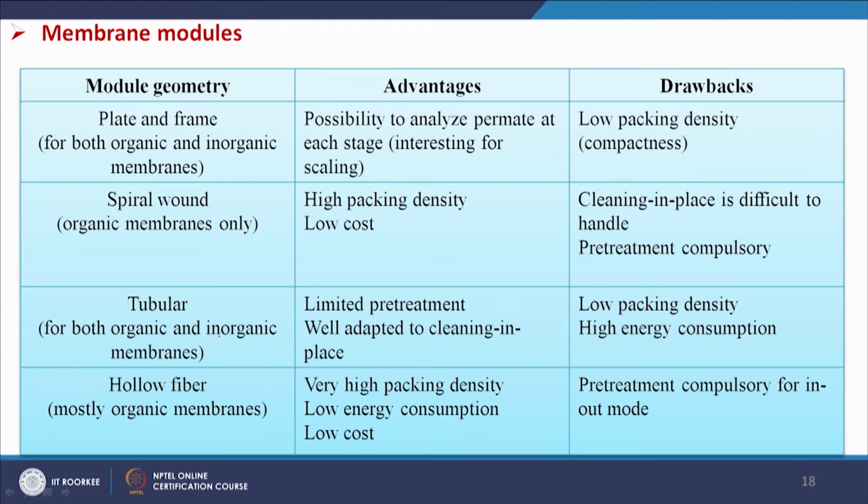Tubular type can be used for both organic and inorganic membranes, with limited pre-treatment and well adapted to cleaning in place, but low packing density and high energy consumption are the drawbacks. Hollow fiber is mostly for organic membranes, with very high packing density, low energy consumption and low cost as advantages, and pre-treatment compulsory for in-out mode. So, this is the drawback of it.